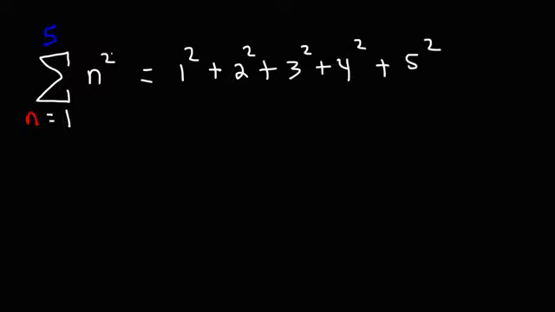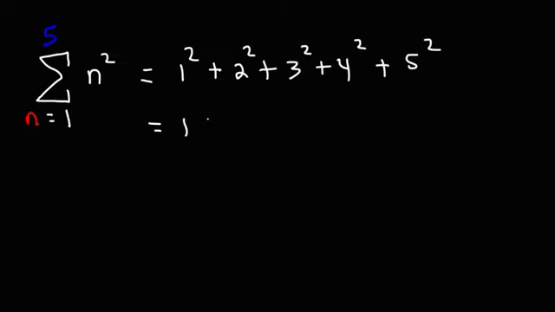Now what we're going to do is write out some numbers starting from 1 ending at 5 using this expression n squared. So when n is 1, we're going to have 1 squared. And since we're taking the sum, we're going to put a plus. And then when n is 2, we're going to have 2 squared. And we're going to continue this all the way to 5. So this expression is telling us to take the sum of n squared from 1 to 5.